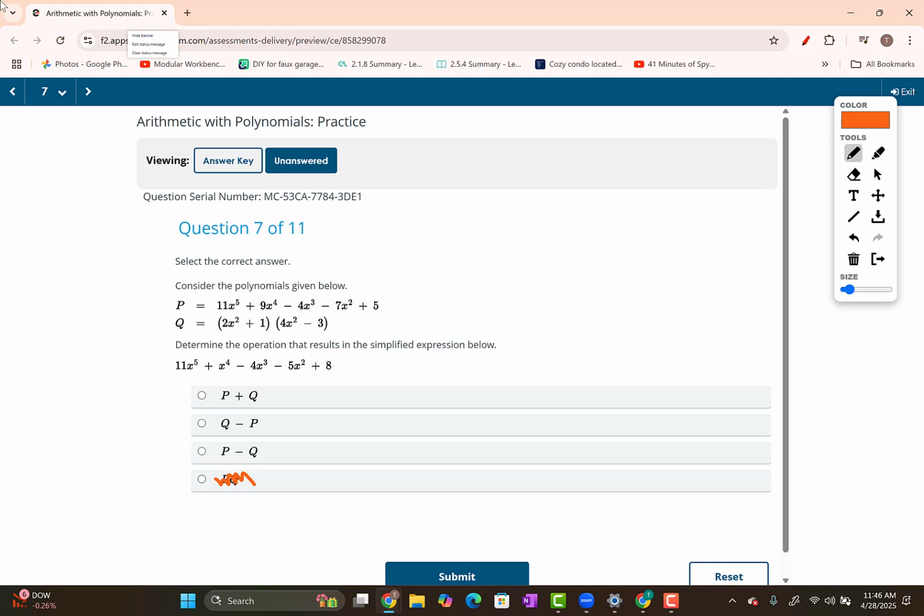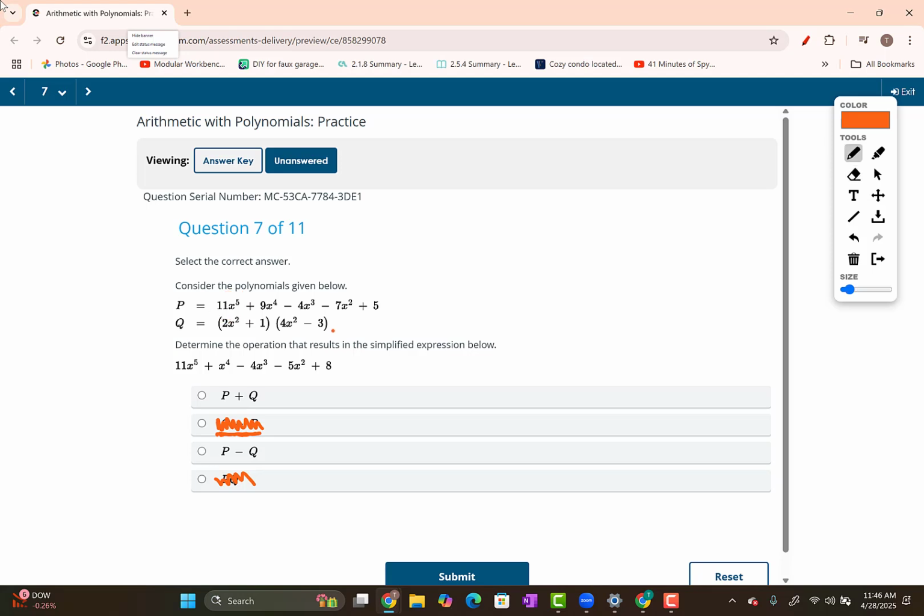It also means it's probably not going to be this one, q minus p, because this means we would be subtracting this term, and it would become negative 11. So it's also probably not this one. And again, you don't have to make that deduction at all. We can just do the math.